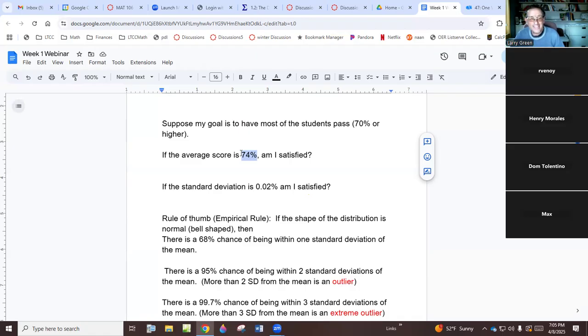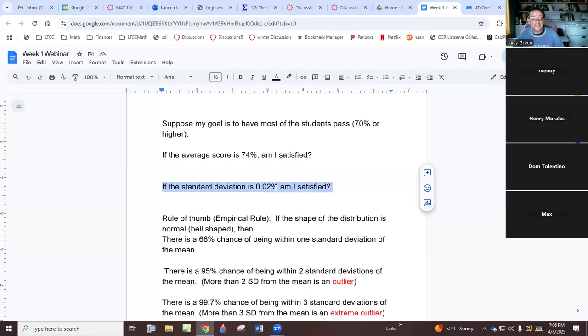So the standard deviation is going to help you understand more than just what the mean tells you. So now here's a new question. Let's suppose the average score is 74% and the standard deviation is 0.02%. Am I satisfied? Okay, now I'm very satisfied, because 0.02% means just about everybody got a 74%. Just about everyone passed the class. Do you see that?